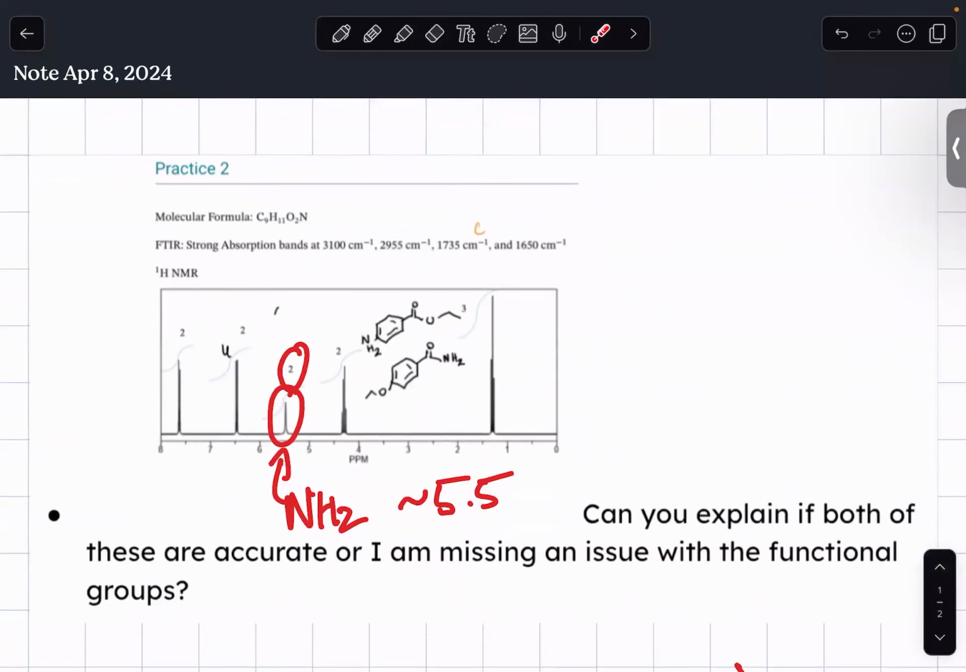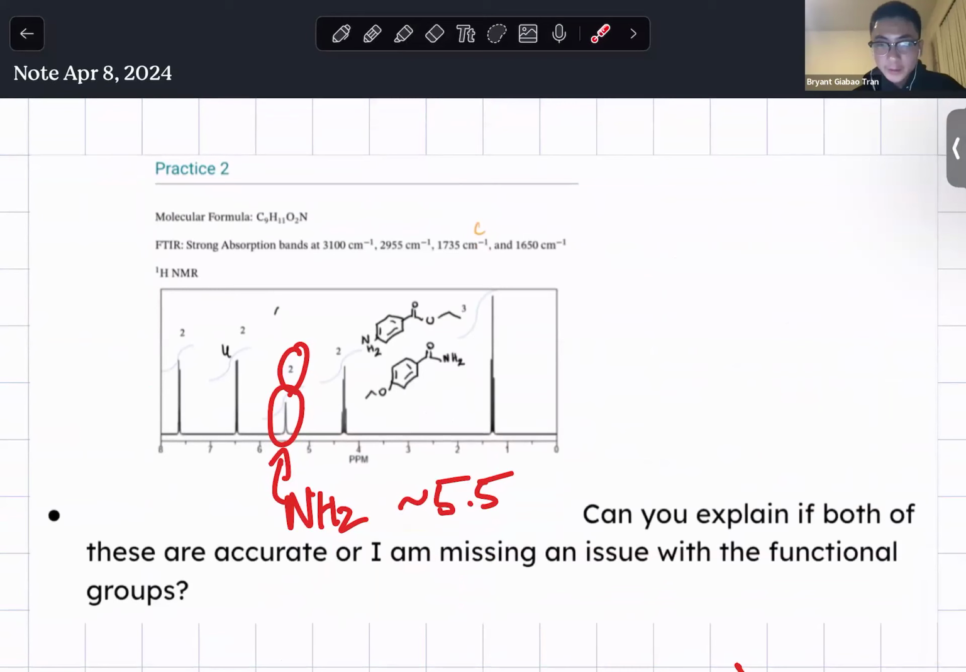Got it. Okay. Oh, and let me show you guys this website that might help you on NMR problems for the future labs as well. Let me see, share screen.